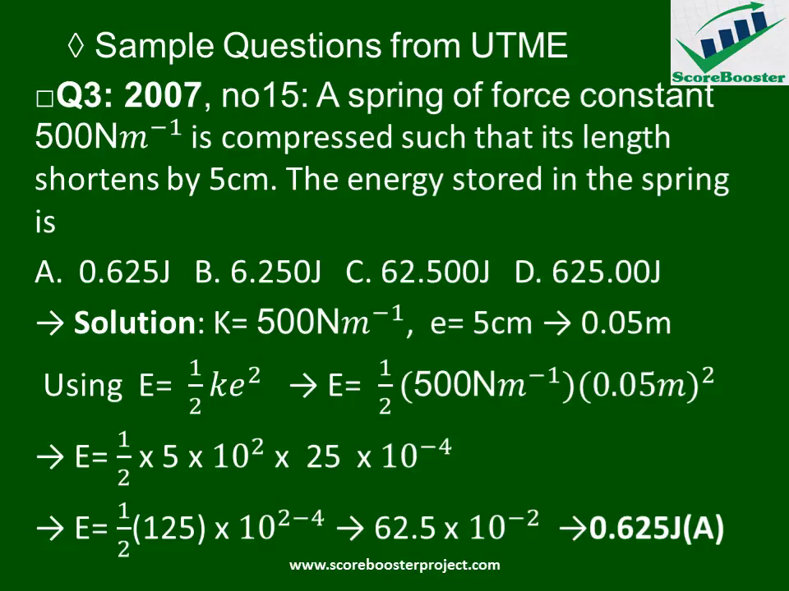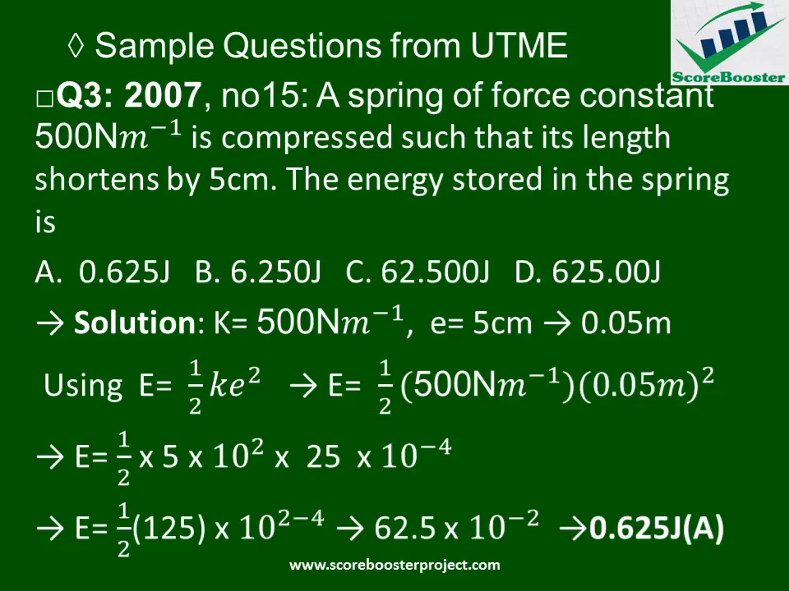Now the next question we shall be considering comes from 2007, number 15, and the question says a spring of force constant 500 Newton per meter is compressed such that its length shortens by 5 centimeter. The energy stored in the spring is dash.